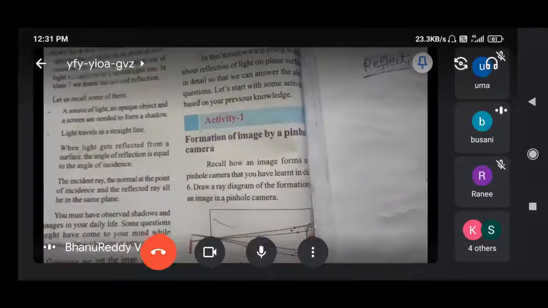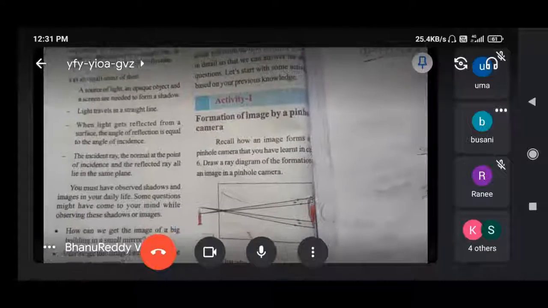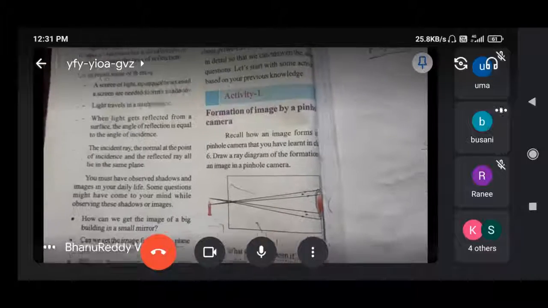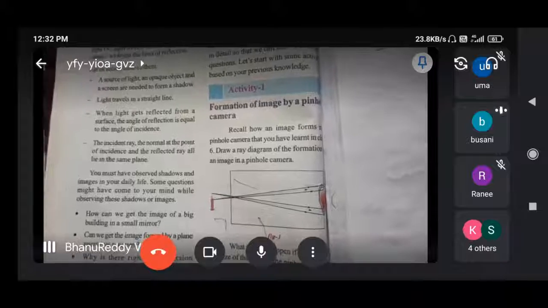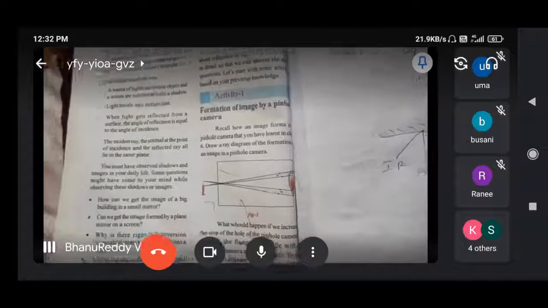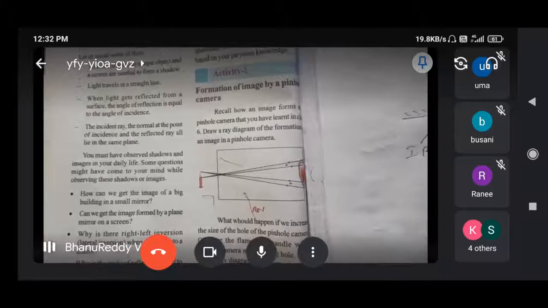Here they have given one activity: formation of an image by a pinhole camera. Pinhole camera you also studied in 6th class. How does the image form in a pinhole camera? Through a pin-size hole we can watch the image of the object. That concept is involved in mirrors also. Longer objects also give smaller images in the mirror. If we make a big hole in the pinhole camera, what will happen? The image is not clear.